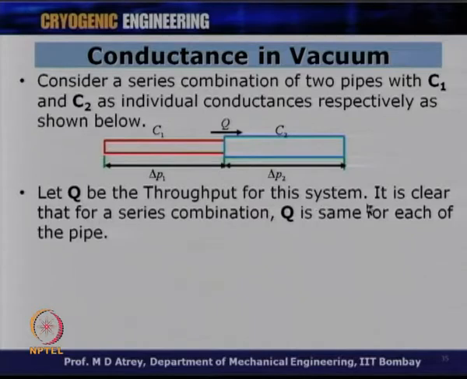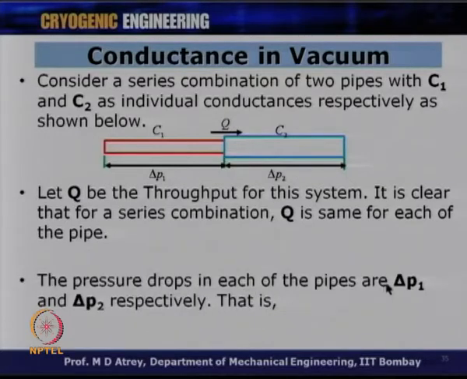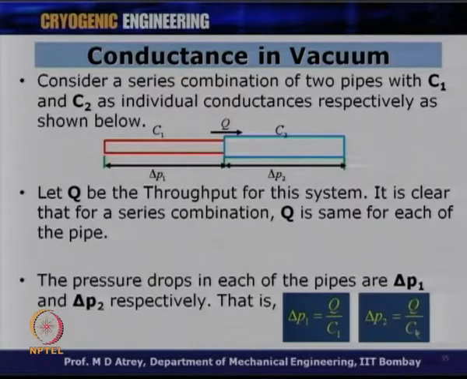Let Q be the throughput for this pipe. It is clear that in a series combination, Q is the same for each pipe. Q is going to be the same because whatever Q happens through this pipe, the same Q is going through this pipe. It's similar to I. I is the same when it is entering at this point and going through this particular resistance. The pressure drops in each pipe are going to be delta P1 and delta P2 respectively, and therefore, we can say delta P1 is equal to Q by C1. C1 and C2 are conductances of these pipes of different dimensions and length. Accordingly, we will have delta P1 is equal to Q by C1, delta P2 is equal to Q by C2.